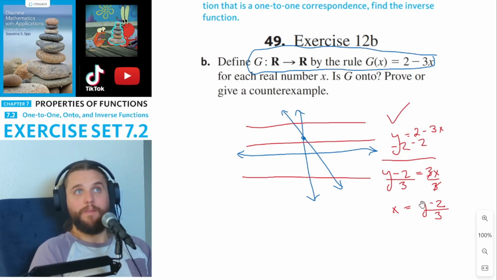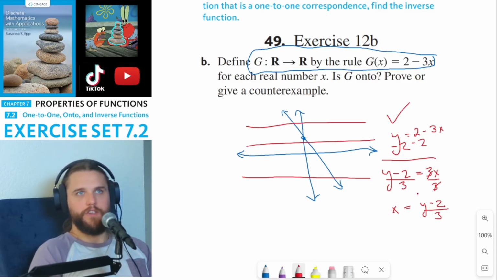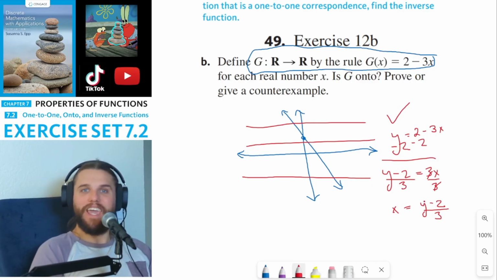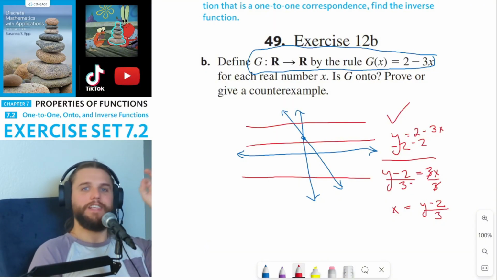This y represents the same y as the outputs of this function. So the outputs are now playing the role of the inputs. If you want to find x here, you have to plug in y. So if you want to find the inputs of this function, you have to plug in the outputs. That's precisely what the inverse function is all about.